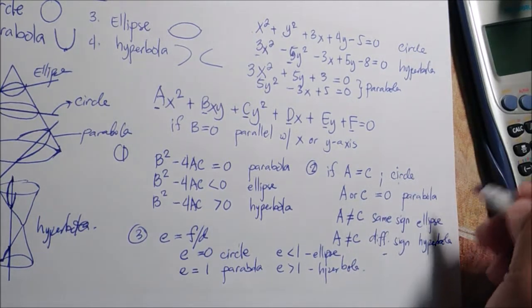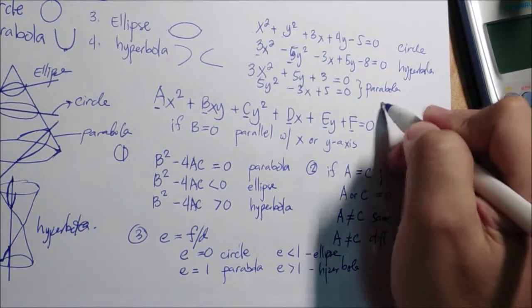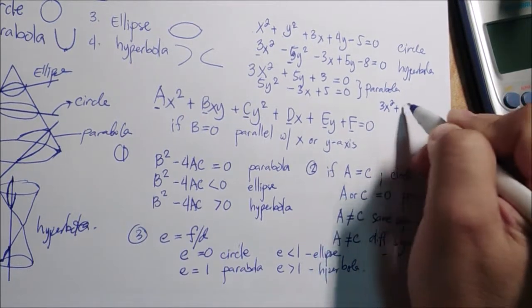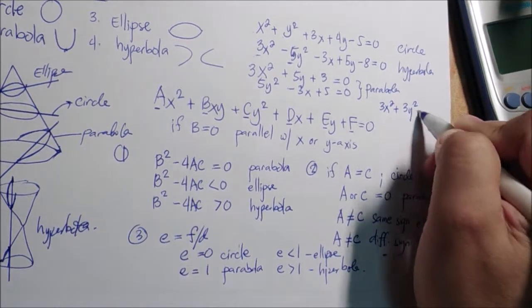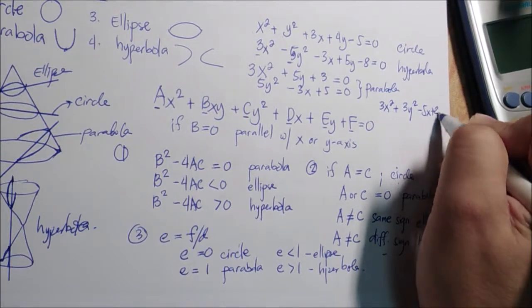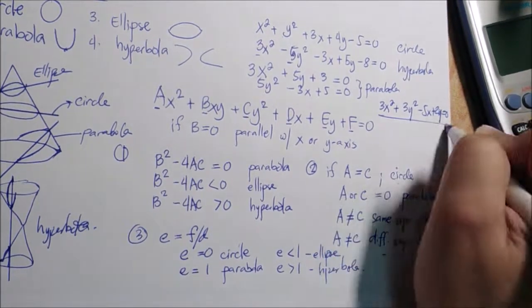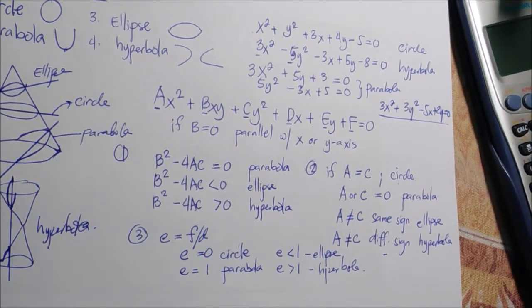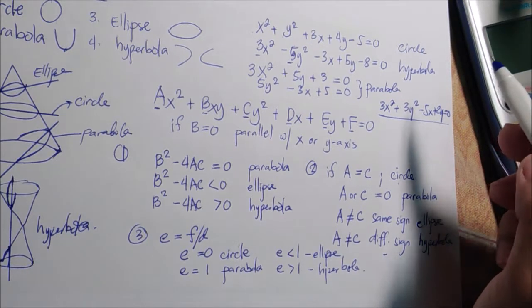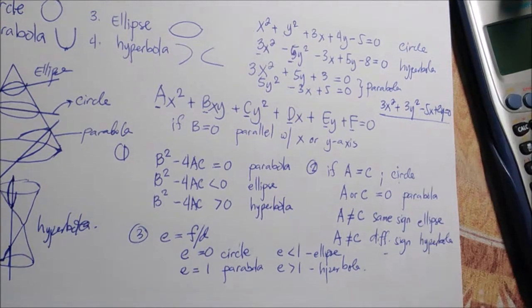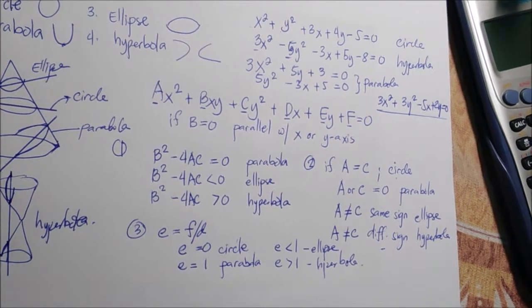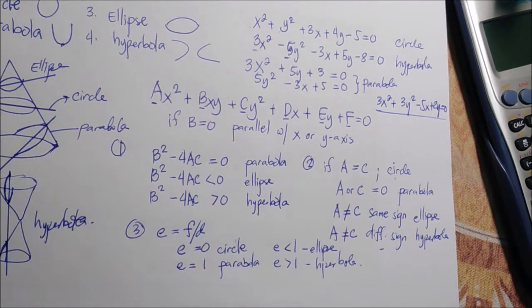As an example for an ellipse, if we have 3x squared plus 3y squared minus 5x plus 2y equals 0, this is an ellipse. This is very important. This concept is very important later on in differential and integral calculus.